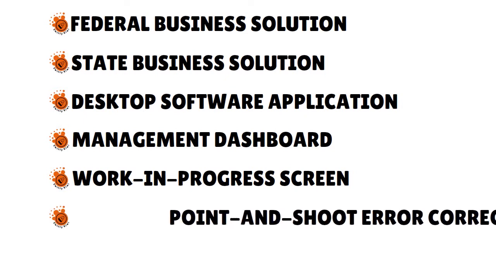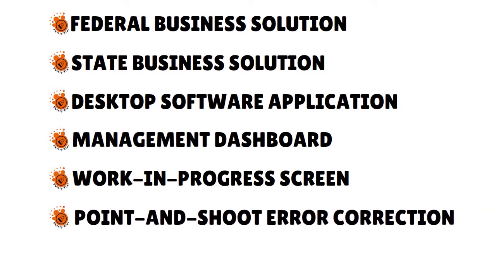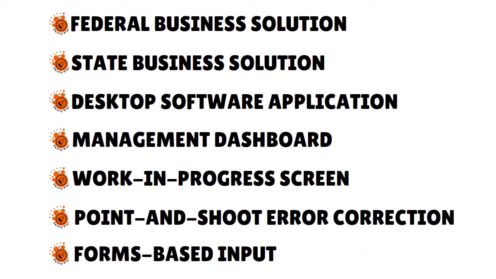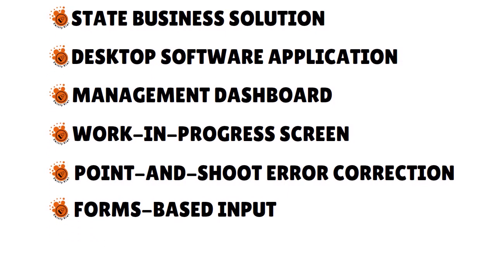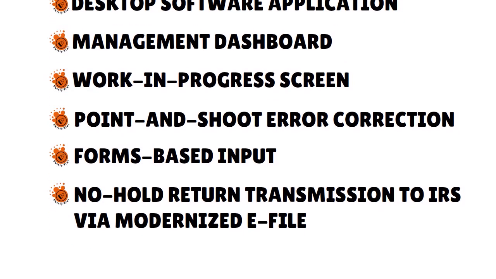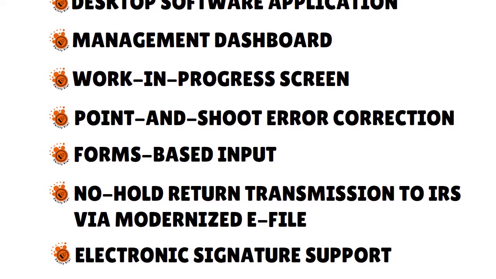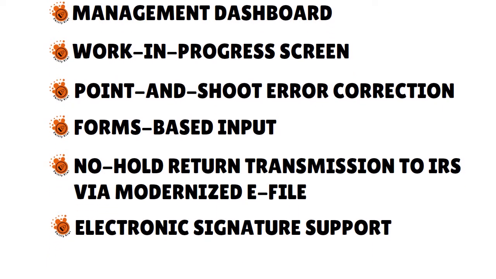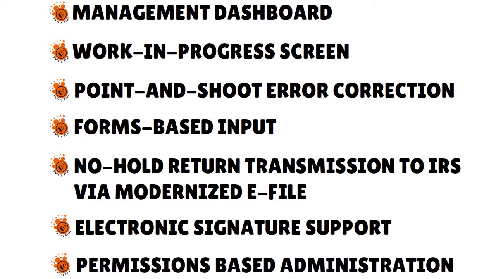You have the point and shoot error correction that I spoke about earlier. This is a forms-based input process. And you have no hold return transmission to the IRS via the modernized e-file, the MEF. You have electronic signature support. And we love the fact that CrossLink Business does support permissions-based administration.